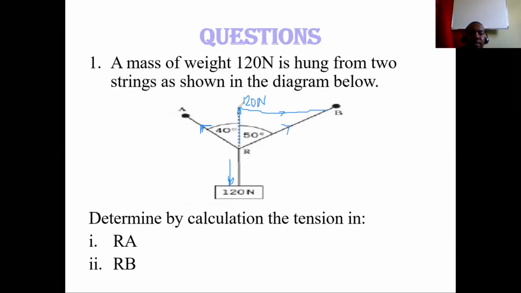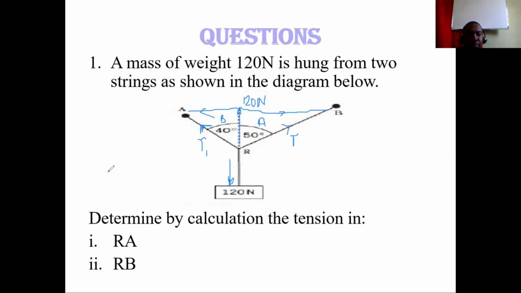If we continue, we now see that we have two triangles: one on this side, let's call it triangle A, and one on this side, which is triangle B. This side of the triangle is the 120, and we have the angle, so we can find these tensions, tension 1 and tension 2. So let's go. How would we find the tension? Let's look at the first one, RA, this side here. Let's call it tension 1.